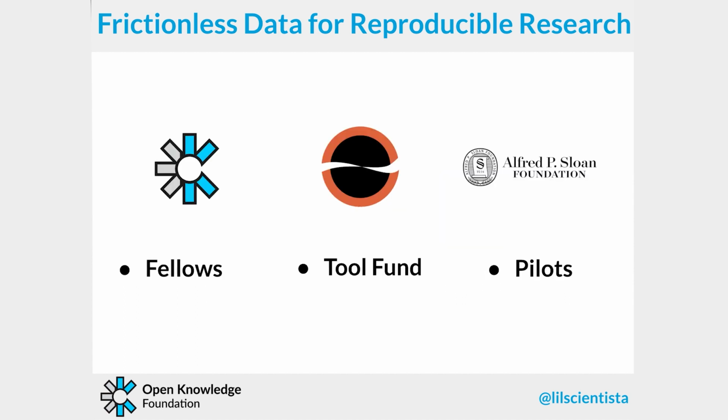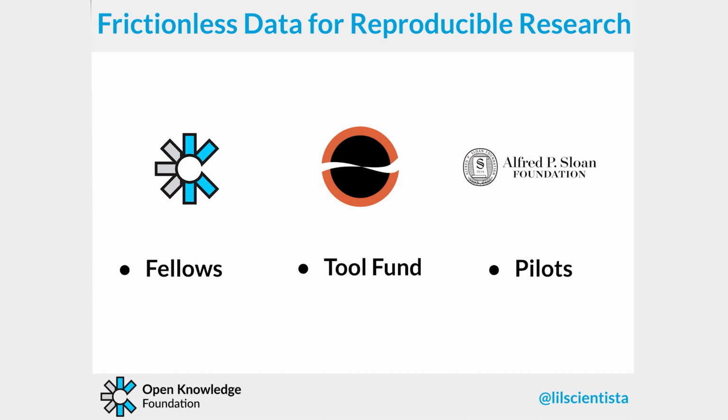This project is funded by the Sloan Foundation, and we have three main ways that we collaborate with researchers. First, we have fellows, where we work with early career researchers to teach them about open science and data management practices, and also how to use frictionless data within their research. We have a tool fund where we work with developers to develop novel tooling for open science built upon the open frictionless data code. And then we have pilots where we work in a hands-on fashion with a group of researchers to try and help solve a research data workflow issue that they have.